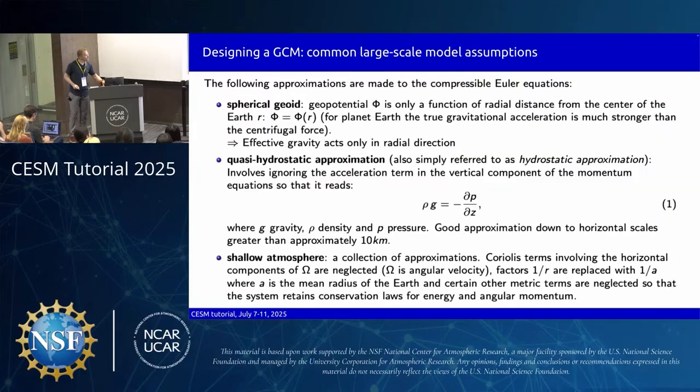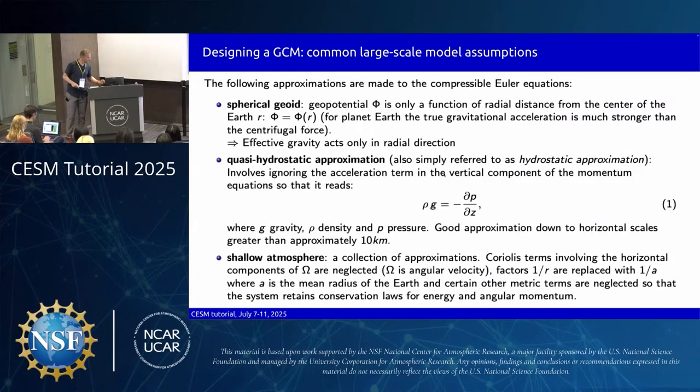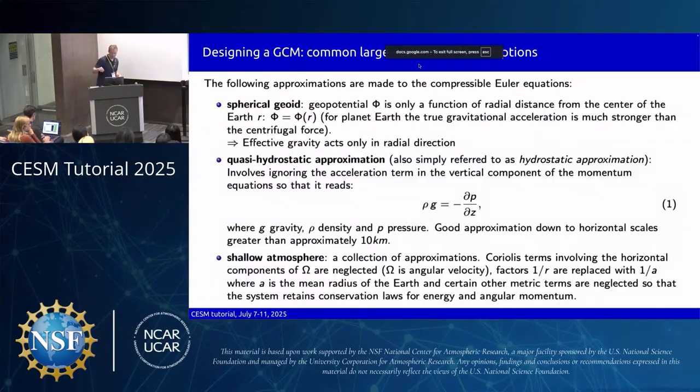So that leads to making choices. You have to choose an equation set. I can give you an example of what is done in our current version of the model for mainstream applications. We take the compressible Euler equations and make a series of approximations. First of all, we assume that Earth is just a sphere. We know that's not true. It's usually a squeezed spheroid in reality. So that means gravity only acts in the radial direction on this sphere.